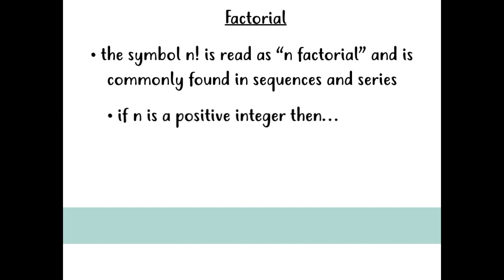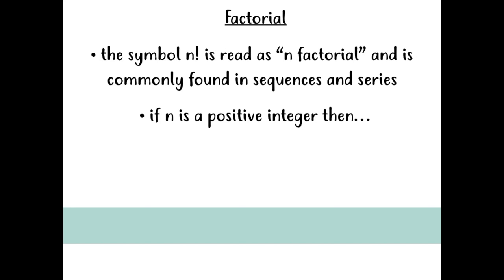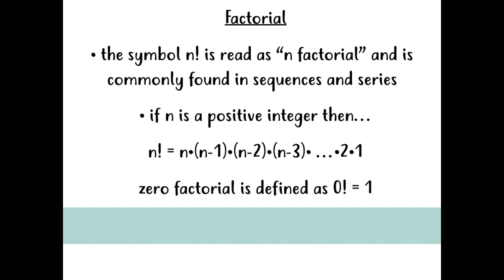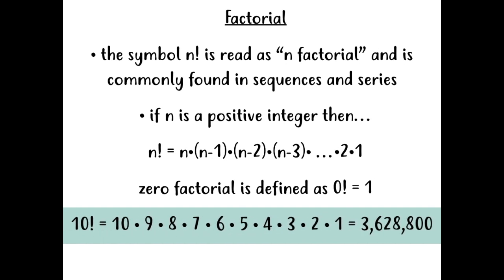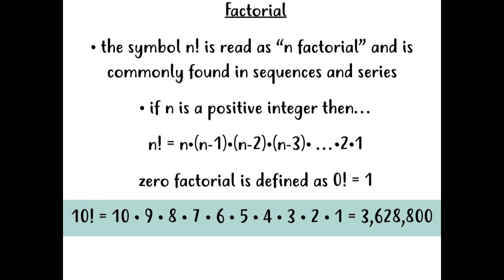If n is a positive integer, then n factorial is equal to n times n minus 1 times n minus 2 times n minus 3 and so forth. But don't forget that 0 factorial is equal to 1. So for instance, if we're given 10 factorial, that's going to be equal to 3,628,800. Now that we know these things, let's look at an example.